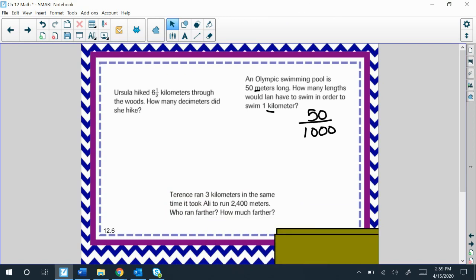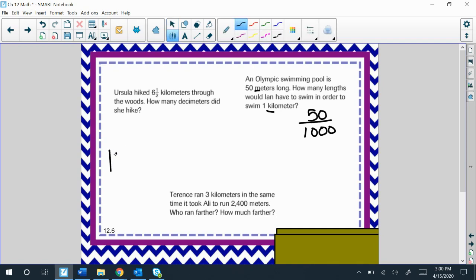So this one, it is saying Terrence ran 3 kilometers in the same time it took Ali to run 2,400 meters. Who ran farther? How much farther? So you're comparing this. So you want to change this larger unit of kilometers into a smaller unit. Go ahead and give it a try now. All right, let's see how you did.